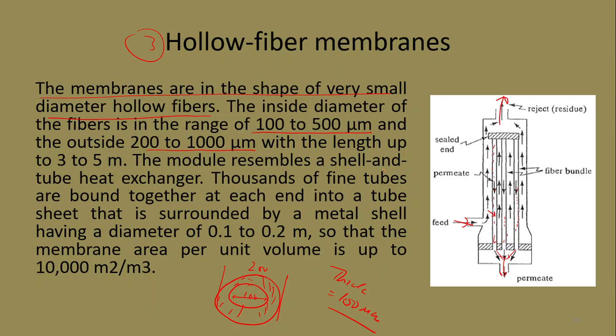The module resembles a shell and tube heat exchanger. Thousands of fine tubes are bound together at each end into a tube sheet that is surrounded by a metal shell having a diameter of 0.1 to 0.2 meter, so that the membrane area per unit volume is up to 10,000 square meters per cubic meter. That is a huge surface area per unit volume. That is the advantage of hollow fibers. Normally they are 3 to 5 meters in length. So it is very similar to a shell and tube heat exchanger, and the process is shown in this figure. So this is all about it. Thank you very much.